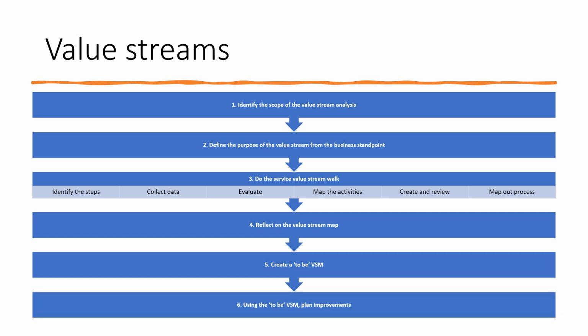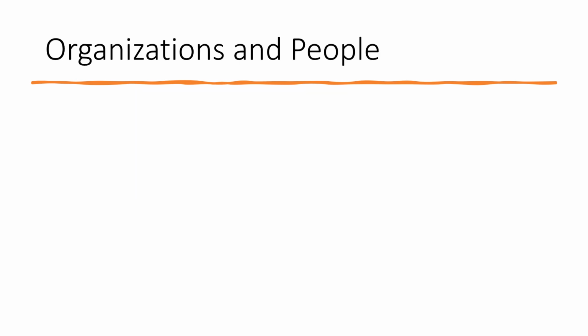Step 6. Use the to-be value stream map. This is also the point where we plan improvements, for instance, updating the incident models as part of the review. Refer to the Continual Improvement Practice Guide for a practical improvement model.